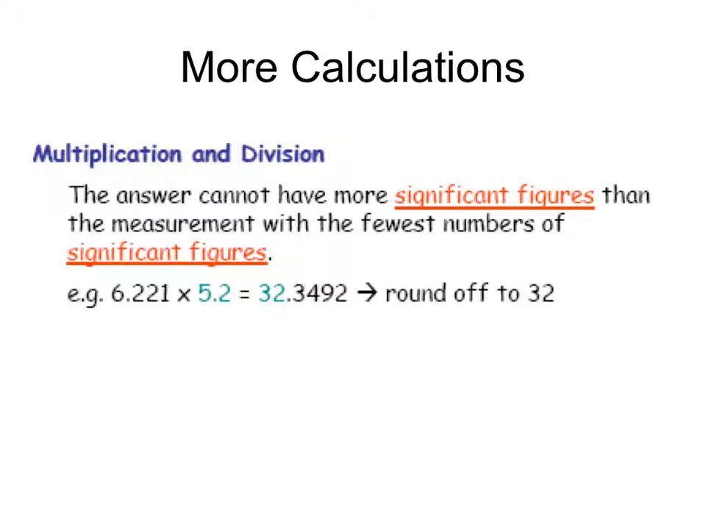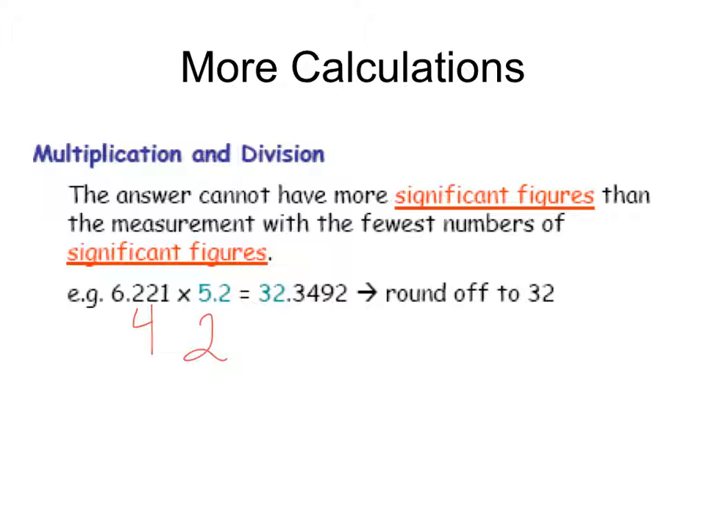Okay, so in order that your answer to a multiplication and division calculation reports the correct number of sig figs to reflect what tool you used, you need to have an answer that has no more than the measurement with the fewest number of significant figures. So if we look at this calculation, 6.221 has 4 sig figs. 5.2 has 2 sig figs. Those are both easy because they're all non-zero numbers.